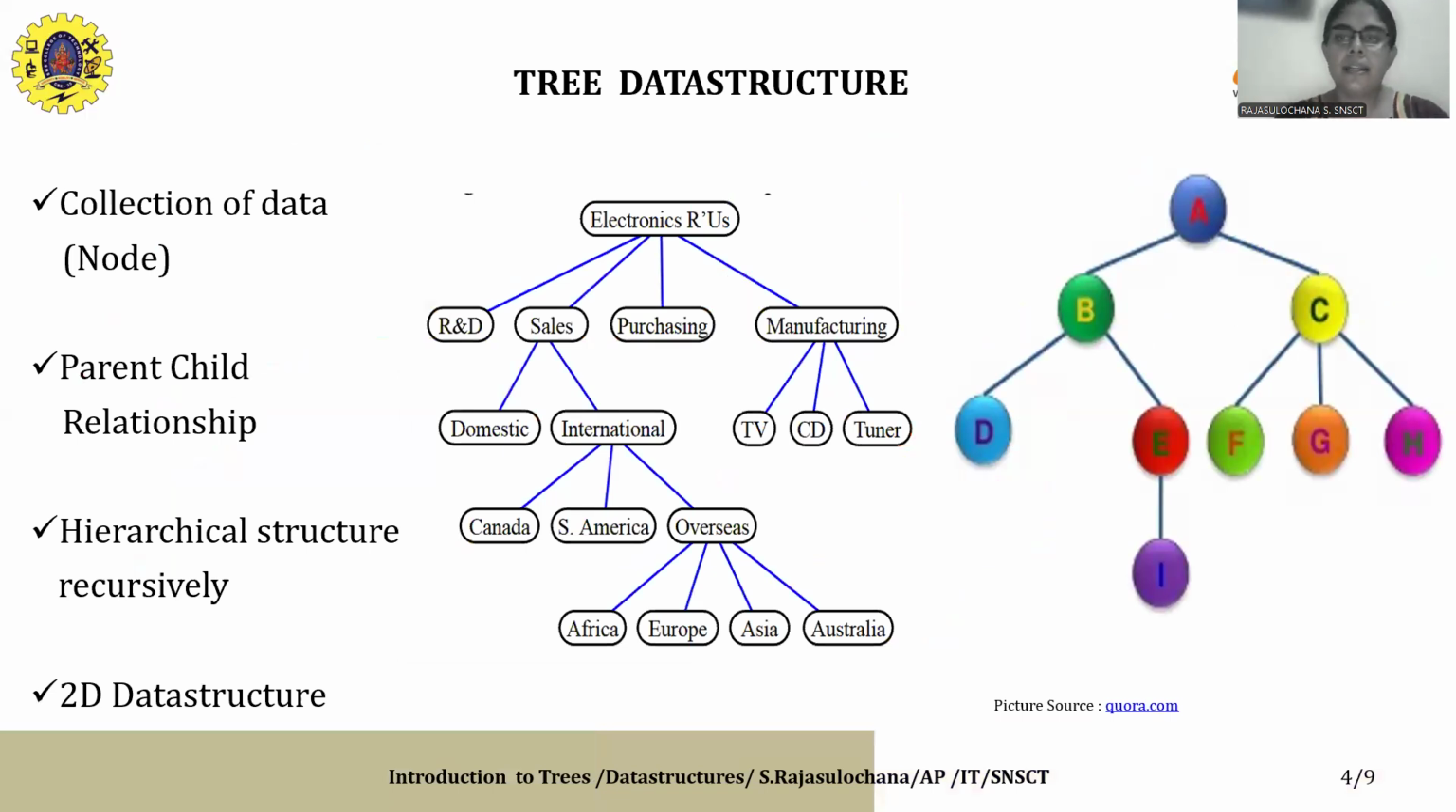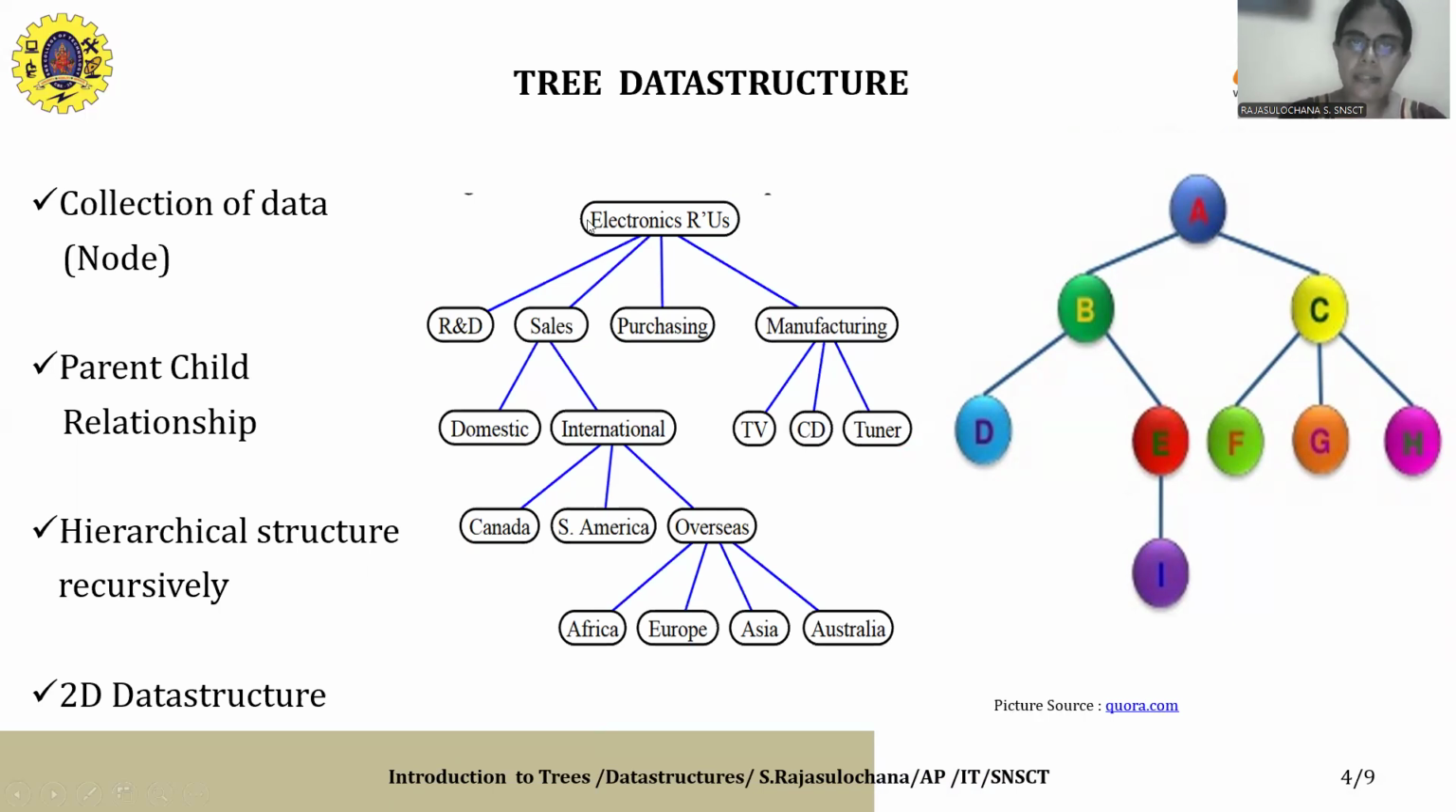So here, consider a tree. Here A, B, C, D, E, F, everything is called a node. All the data or information will be stored inside a node. So a tree data structure is defined as a nonlinear data structure or hierarchical data structure. It contains a finite collection of nodes. So the nodes are finite. It is not indefinite. And each node in the tree data structure holds a parent-child relationship. So it is a 2D data structure.